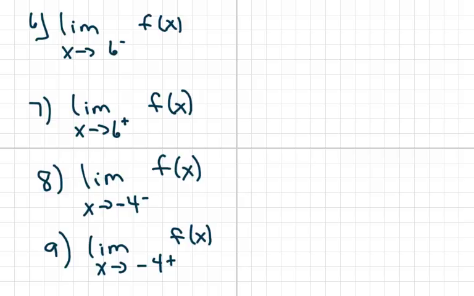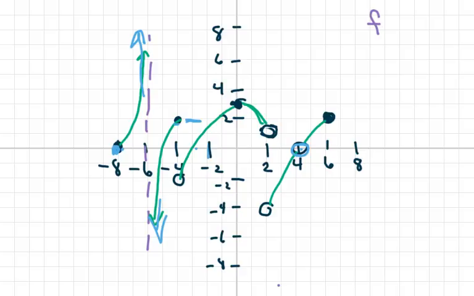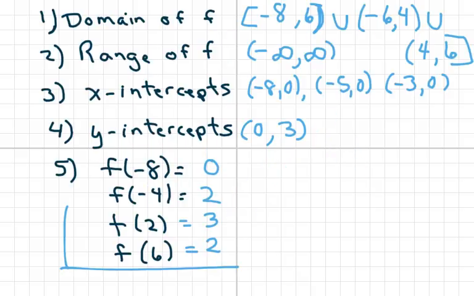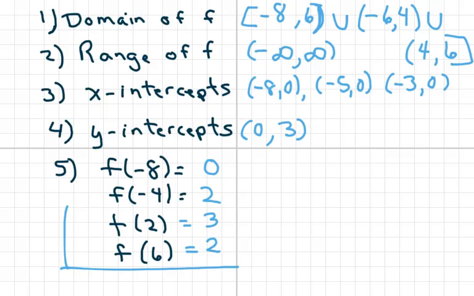We want to take the limit as x approaches 6 from the left of f of x. So when we look at that, and I'm going to keep going back, as x approaches negative 6 from the left, we're going up here, and that goes to infinity, because there's an asymptote there. And as it approaches from the positive side, it goes to negative infinity, because it's going down. Alright.